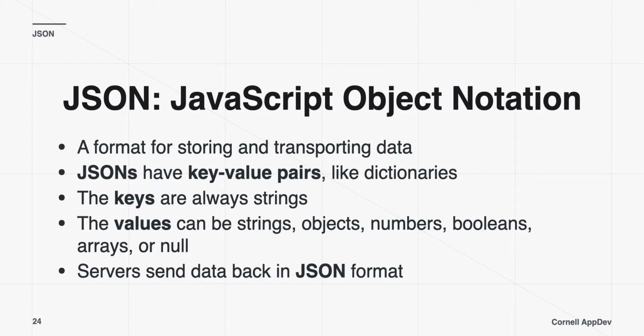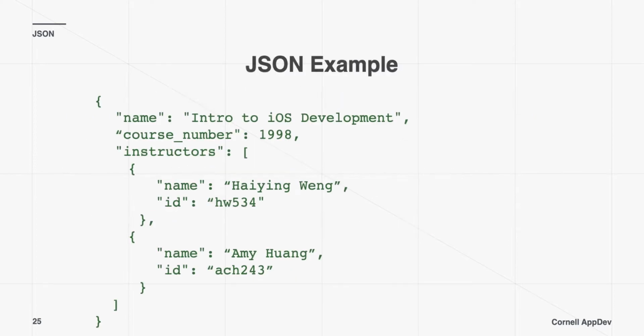So when you send some information to the server, it's usually in JSON format, and when you get information back from the server, it's also usually in JSON format. And then we can look at an example of how a JSON looks. So basically, it just looks like a dictionary, right?